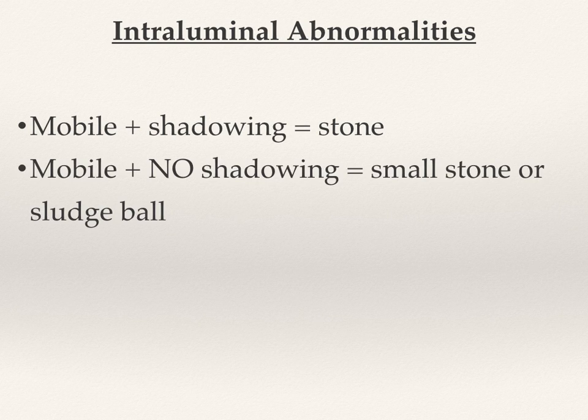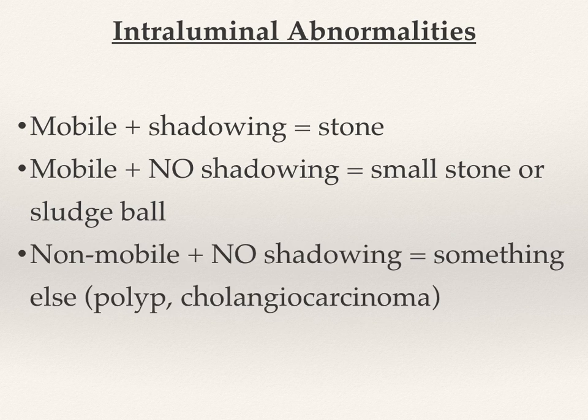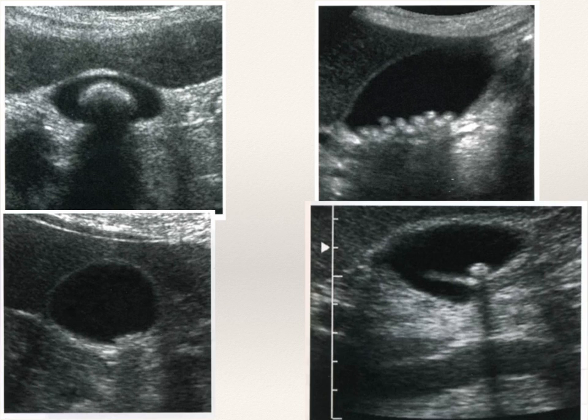If it's mobile and there's no shadowing, well, it could still be a small stone, less than 4 millimeters, or it could be a ball of sludge, which we'll sometimes see. If it's non-mobile and there's no shadowing, well, it's something else. It could be a polyp, it could be a malignancy or cholangiocarcinoma. Either way, it's out of our purview. Call for help in the forms of formal imaging.